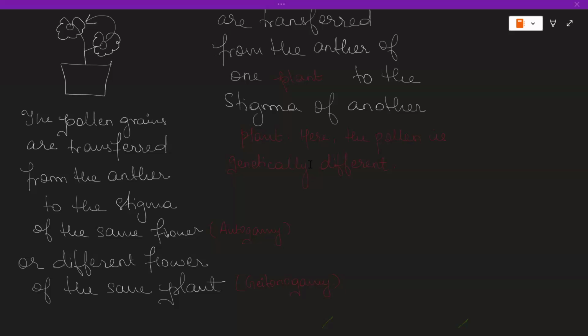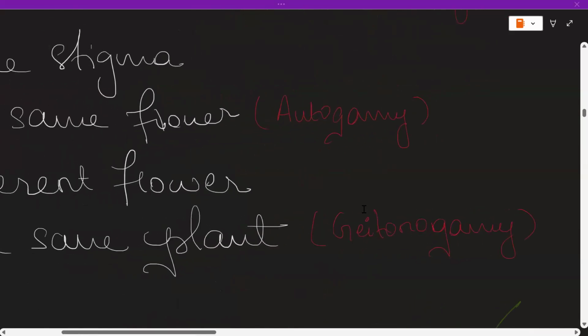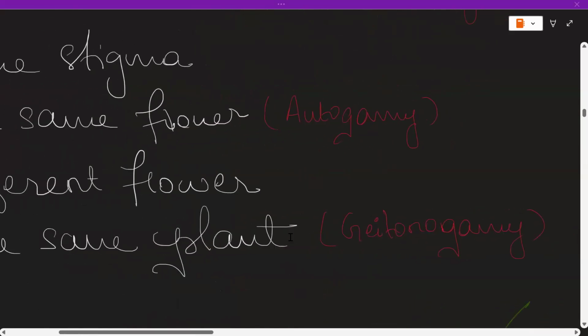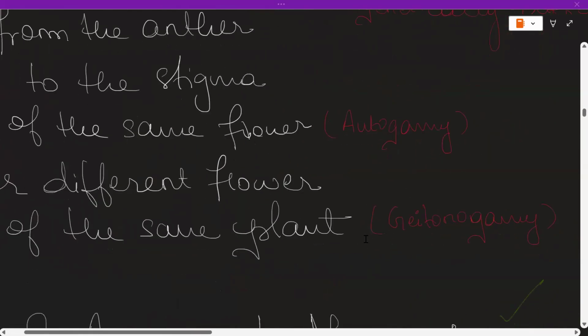Ma'am, it's not visible. What's that? Autogamy. Autogamy. And when it is onto a different flower in the same plant, that is geitonogamy.